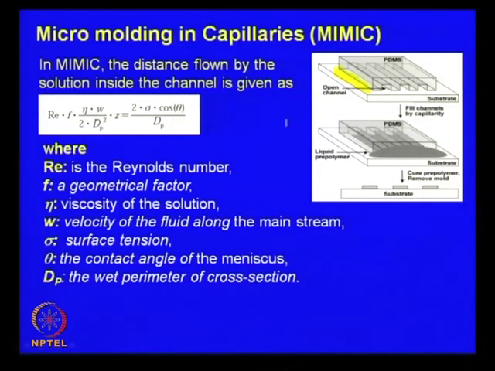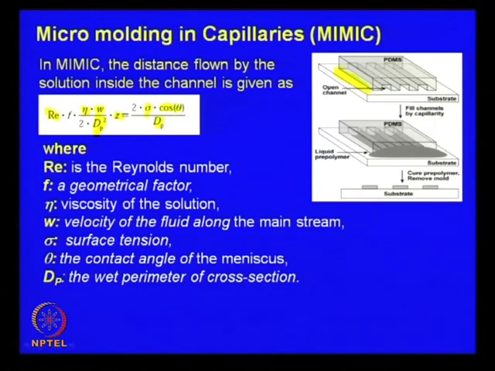Something else you may also want to look at in MIMIC: the distance flown by the solution inside the channel is given by this particular equation, which has the functionality of Reynolds number, friction factor f, kinematic viscosity again, the velocity, dp is the wetted perimeter of the cross section, z is the length up to which it has flown, sigma here is the surface tension, typically we refer to this as gamma, cos theta is the equilibrium contact angle of the liquid on the stamp material, and dp is the wetted perimeter.